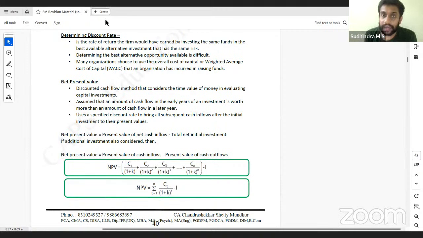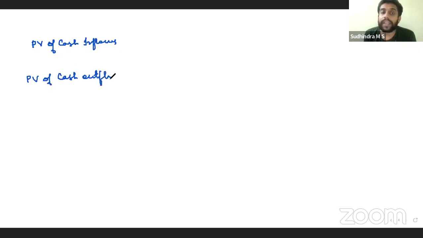It's very easy, the calculation of NPV. Ultimately, what you want is the present value of cash inflows and the present value of cash outflows. If there is only an initial cash outflow, that initial cash outflow itself will be the present value of cash outflow. However, if you have cash outflows during the life, that has to be discounted to get the present value, correct?